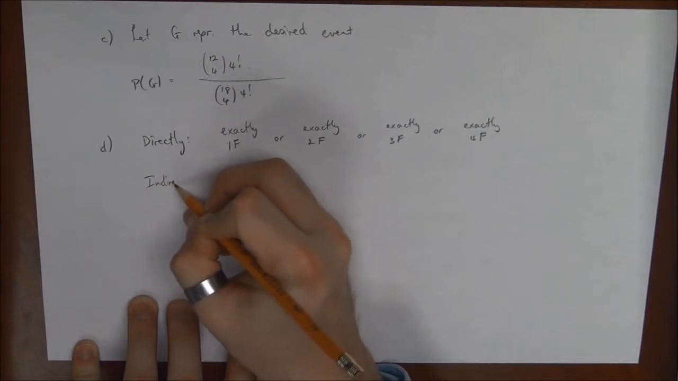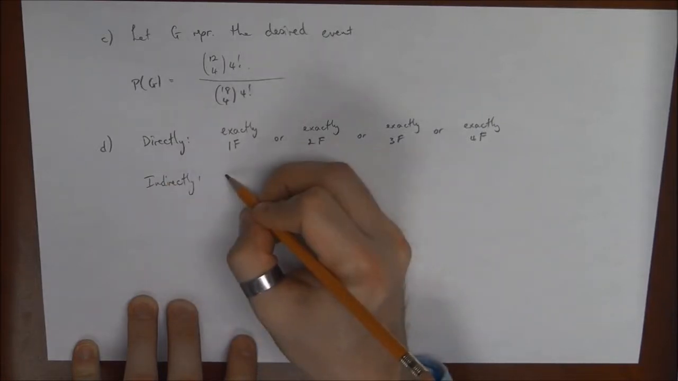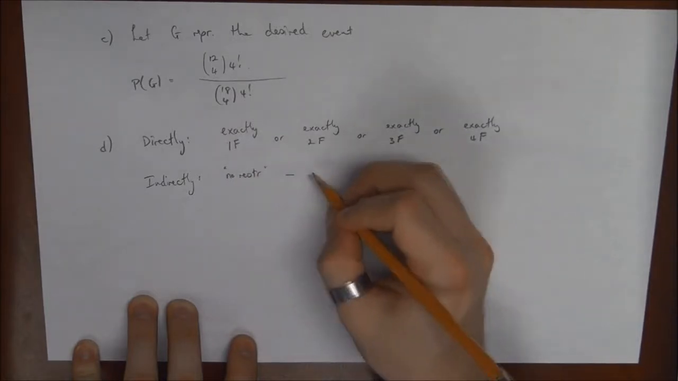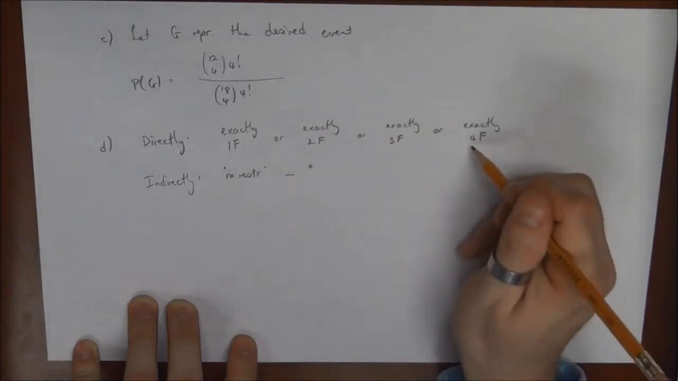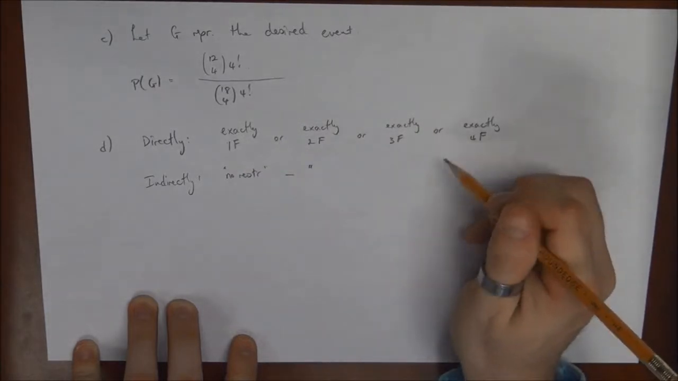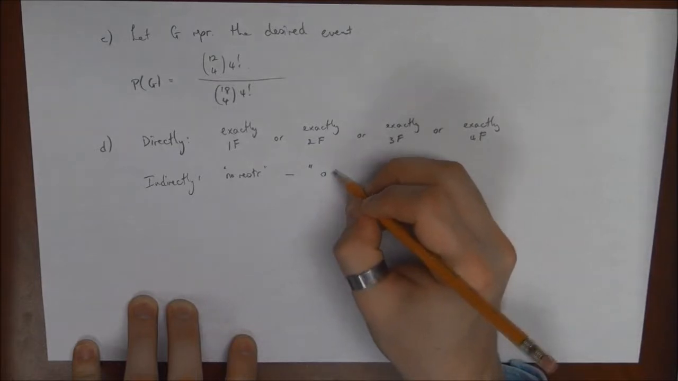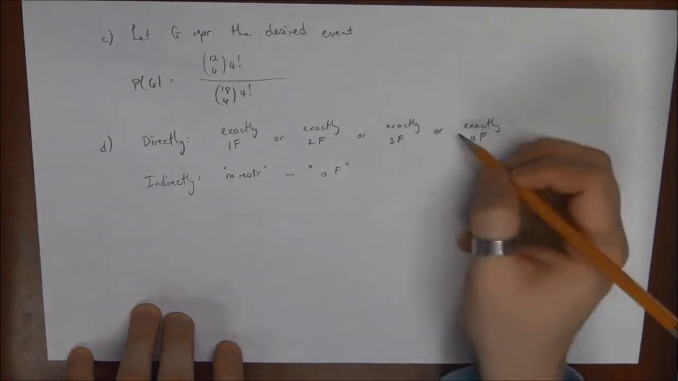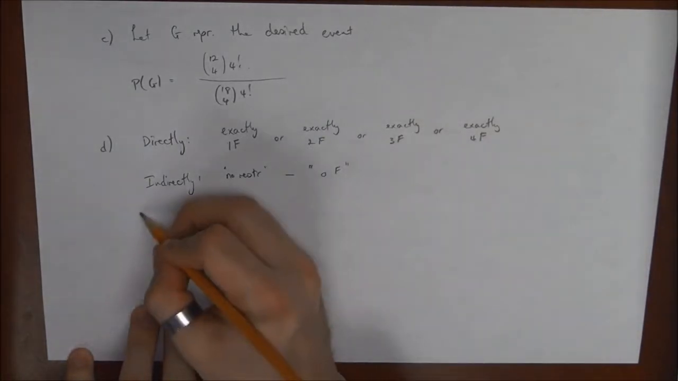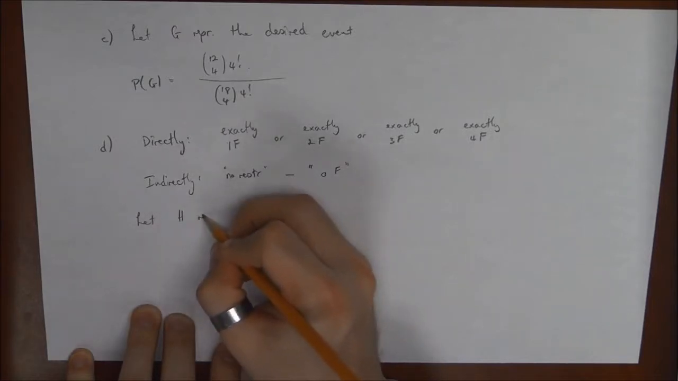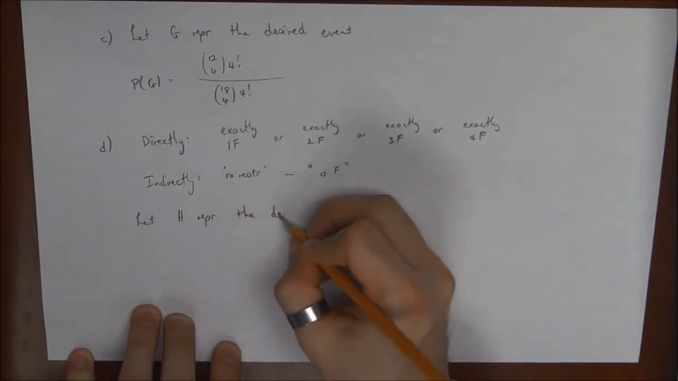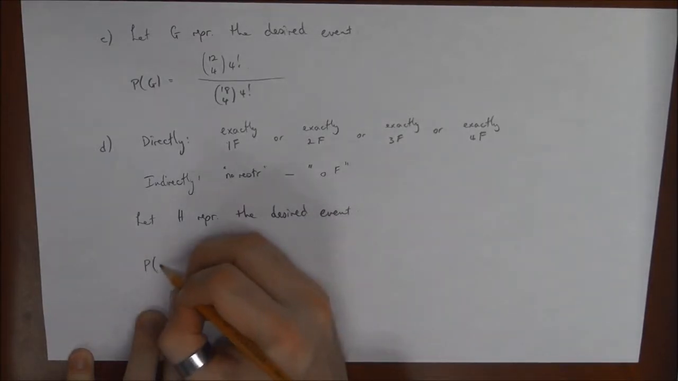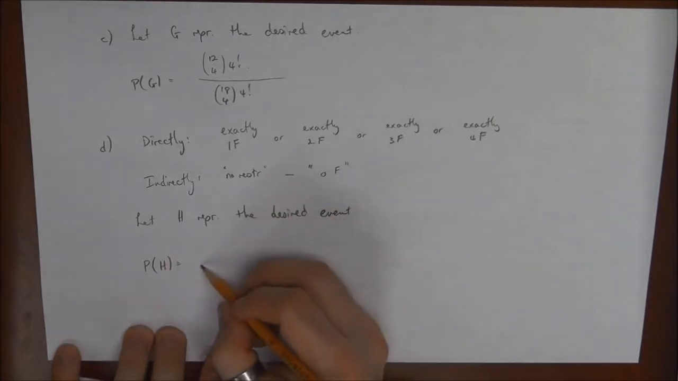Indirectly, we would look at no restriction, take away everything that's not covered by the restriction, which is 0 fiction. So you can choose which one you think is more efficient. This one for sure, but there's nothing wrong with the direct approach either. Regardless, let's call H the desired event. Then the probability of H, let's do the direct approach first.